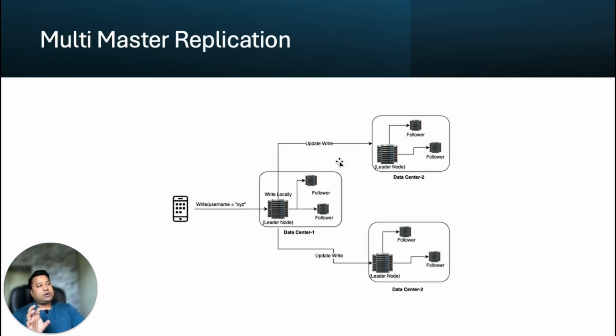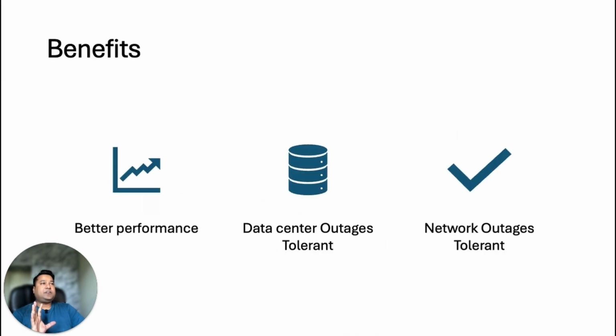However, read operation will be faster because you can read from the follower replicas as well, right? In the multi-master, the major benefit you see in the multi-master architecture is it will have a better performance in terms of write, right?